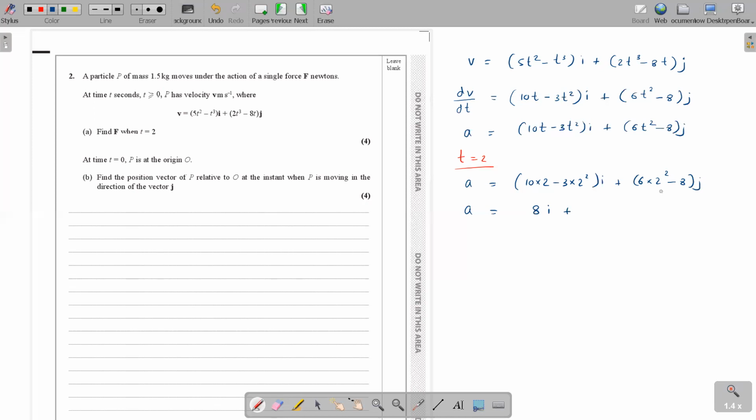16J. And this is 24 minus 8, how much is that? 16, right? Yes, sorry, 16J. So acceleration is 8I plus 16J. And now we are done with acceleration.